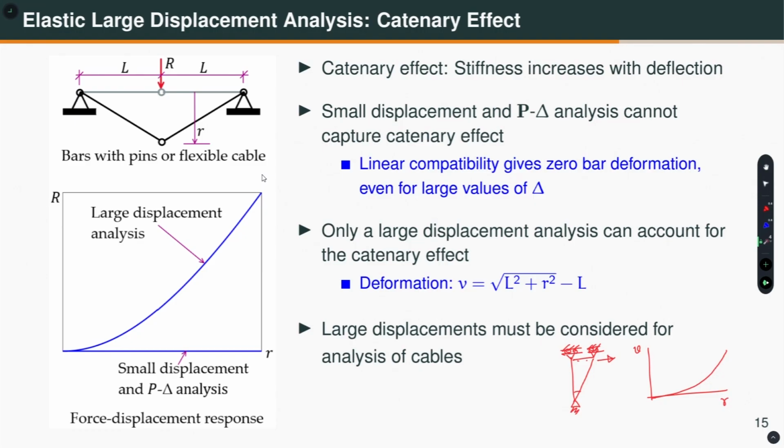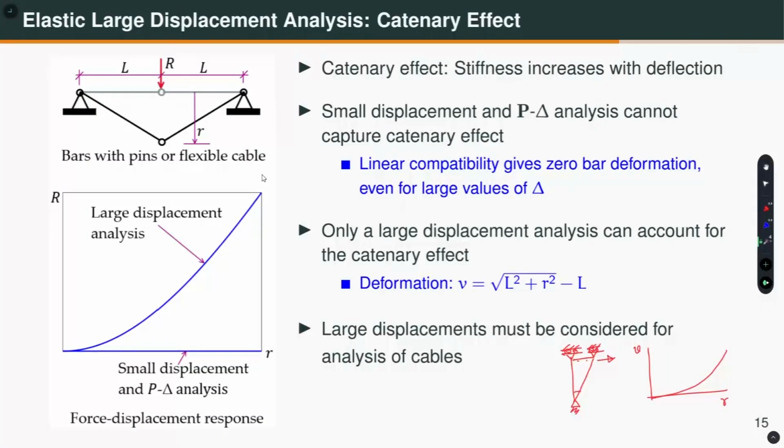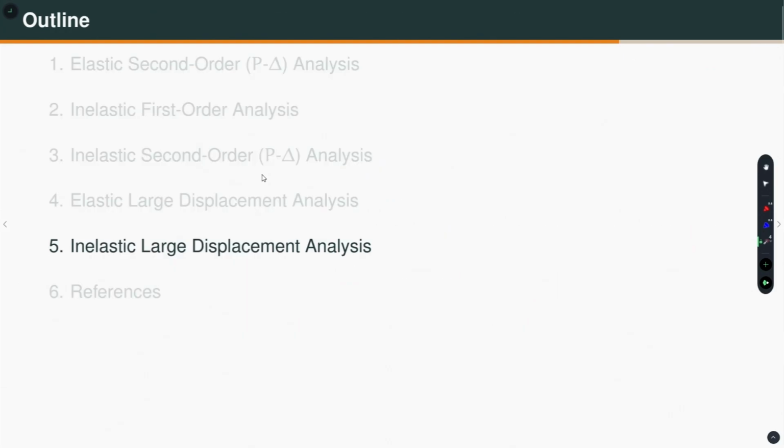So, this is called catenary effect. Where do we need to consider catenary effect? Where you have cables, let us say suspension bridge cables, cable-stayed bridge cables, the cables in transmission line systems. So, where you have large displacement and it causes a catenary effect, then you have to go for elastic large displacement analysis. Lastly, inelastic large displacement analysis.